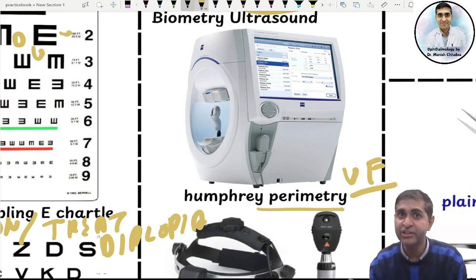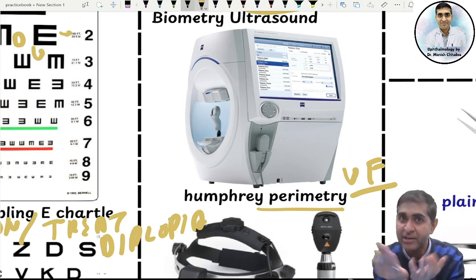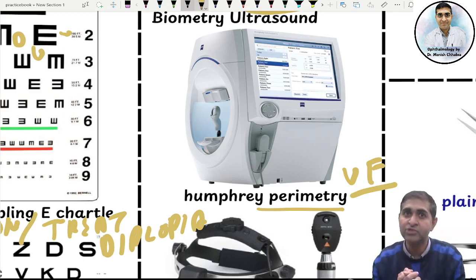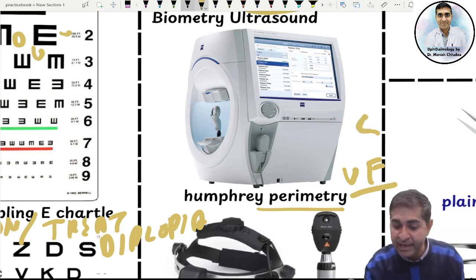So that is confrontational. Second is kinetic perimetry. Kinetic perimeter is a different perimeter. Goldmann's perimeter is one. Lister's perimeter is another form of kinetic perimeter in which the point of interest moves from non-seeing area to seeing area. This is your Humphrey's perimeter, which is your static perimeter. This is the gold standard perimeter.